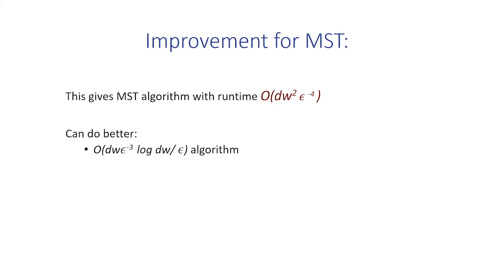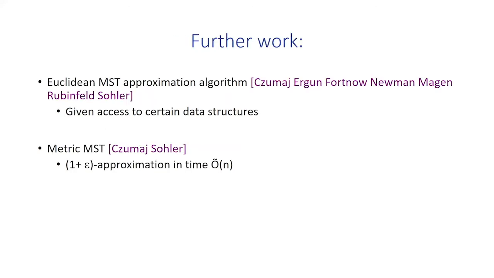All right, so this gives an MST algorithm with a runtime of d W squared over epsilon to the fourth or something. You can do better, but I didn't show it. And there's more work on this. If you have a certain data structure that gives you range queries, then you can get an MST algorithm that's faster for Euclidean point sets, but you need that special data structure. In metric MST, where the distances are given by a distance matrix, Czumaj and Sohler showed that you can get a 1 plus epsilon approximation in time O tilde of n, which is square root the size of the matrix. So you can do sublinear in that as well.